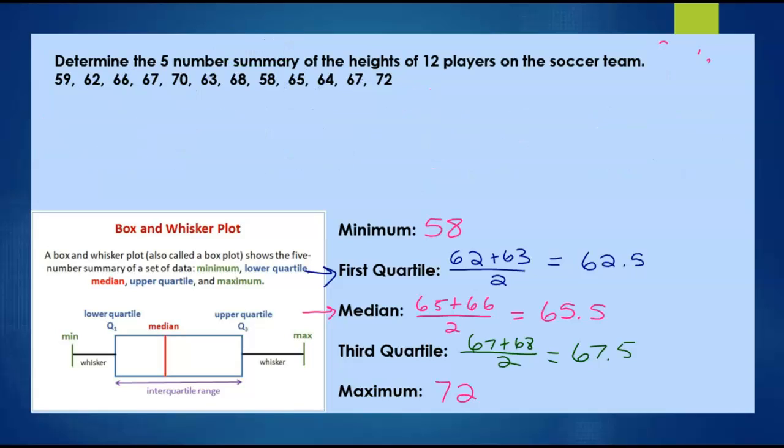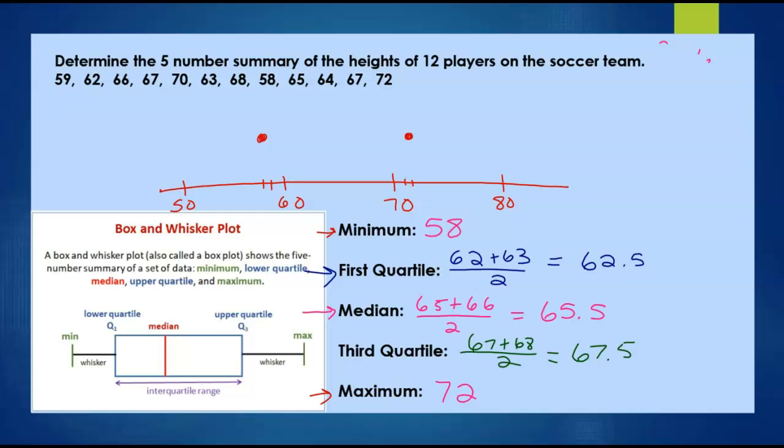Let's finish this example by drawing the box plot. All right, so I know my minimum is 58 and my maximum is 72. So I'm going to draw just a little line graph here, and I'm going to say this is 50, 60, 70, and 80. I'm just drawing a sketch. So my first example here, my minimum is 58, so that's about here. I'm going to put a point. Our maximum is 72, so that's about here. I'm going to put a point.